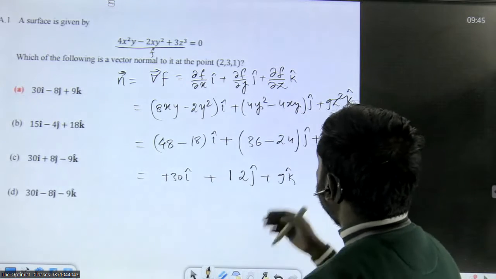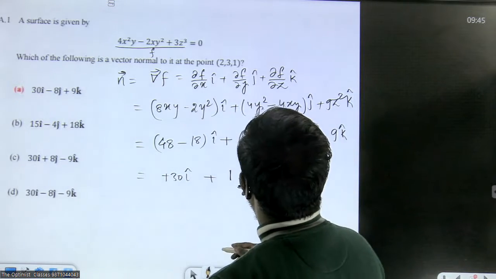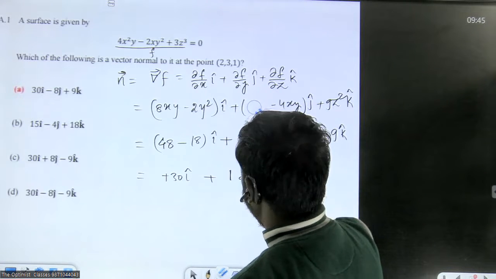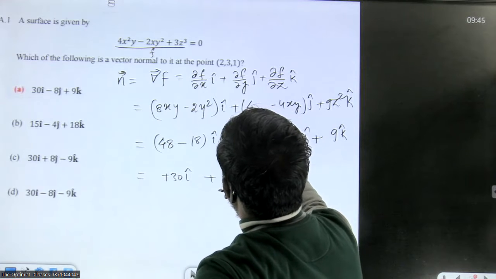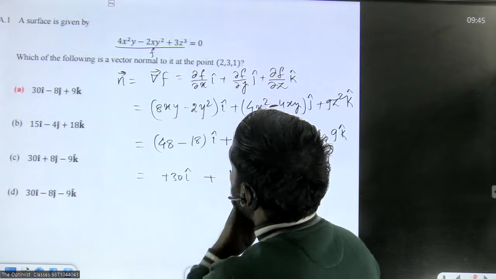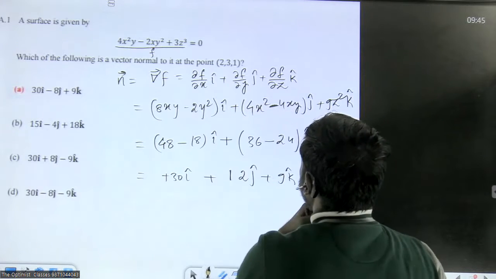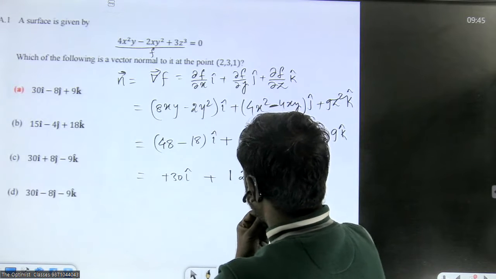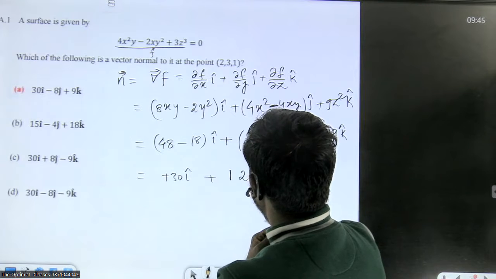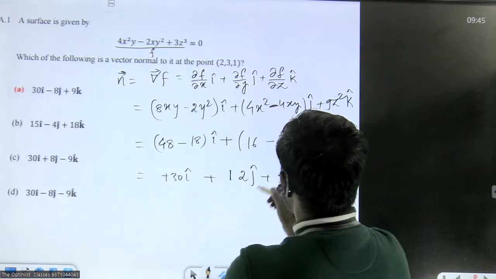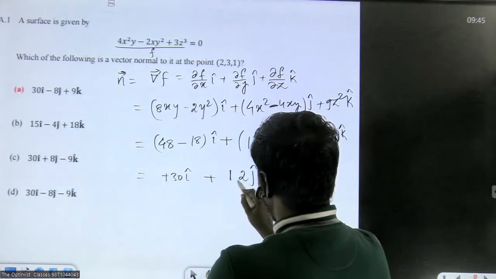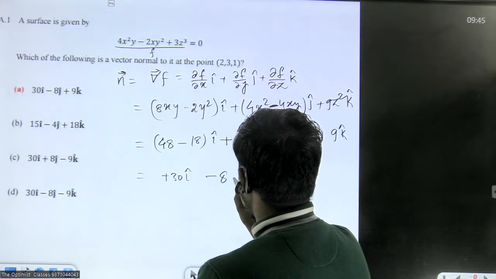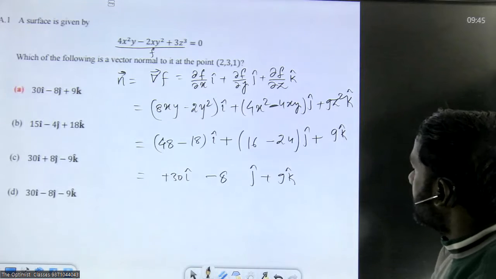Let's see. When we differentiated, oh, sorry, I wrote here y square. It was not y square, but actually it was x square. So it is 4x square actually. All right. So here it is 4x square. So when you put here 2, it becomes actually 16. So you get here minus 8. Minus 8 j cap. Okay. And plus 9 k cap.